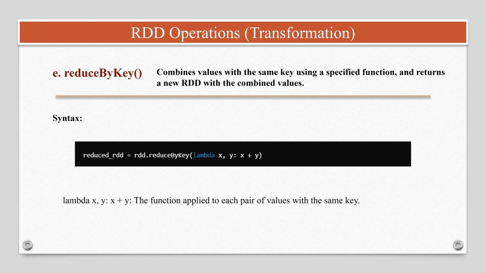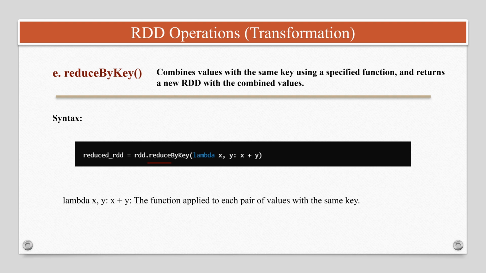Key-based reduction: reduceByKey works only on paired RDDs, performing the specified operation on values with the same key. This is efficient aggregation. It reduces data across partitions before sending it to the driver, optimizing the network traffic. It is an associative and commutative function. The function used should be associative and commutative, such as addition, multiplication, or finding max or min.